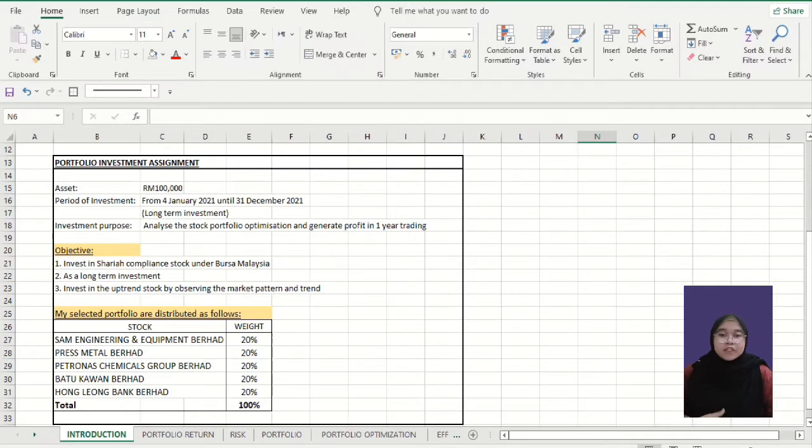The reason why I chose these 5 stocks is because, based on my observation for the last year, these 5 markets or industrial trends are showing uptrend performance and have potential to grow in the future. So the weight for each stock, I divided 20% for each stock, and the total is 100%.